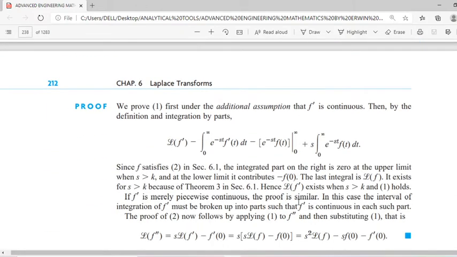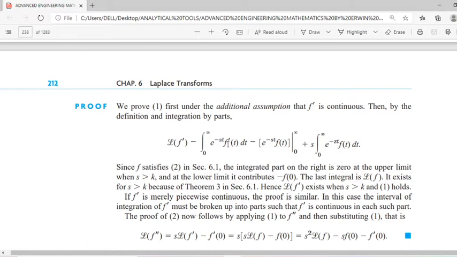So let us go through the proof of the theorem. Here we have f dash continuous. Let us try to find the Laplace transform of f dash. So what is L of f dash? L of f dash is equal to the integral from 0 to infinity, it is not minus, it is an equal sign, integral 0 to infinity e raised to minus st f dash of t dt.